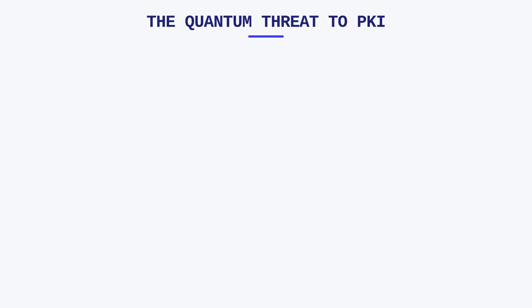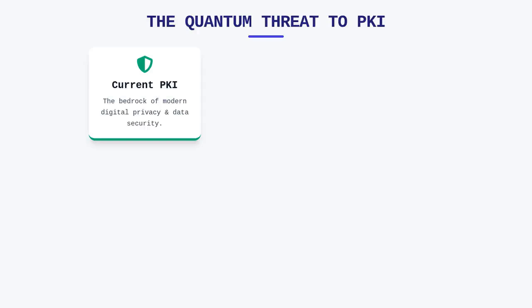When we discuss the security of data in transit or at rest, we implicitly rely on the computational hardness of specific mathematical problems. Current public key infrastructure, or PKI, is built upon the assumption that factoring large integers or computing discrete logarithms is computationally infeasible for classical computers. RSA relies on the difficulty of prime factorization, while elliptic curve cryptography, known as ECC, exploits the difficulty of the elliptic curve discrete logarithm problem.